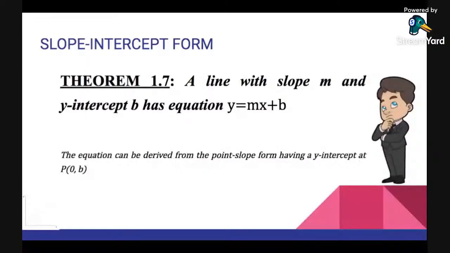Okay, so slope-intercept form, a line with slope m and y-intercept b has the equation y is equal to mx plus b. Yung b dyan, guys, yan yung y-intercept. Okay? So, paano natin ma-derive itong form na ito, y is equal to mx plus b? Balikan nyo lang yung point slope form natin na y minus y sub 1 is equal to m times x minus x sub 1. Okay? Ganun lang yung gagawin ninyo.